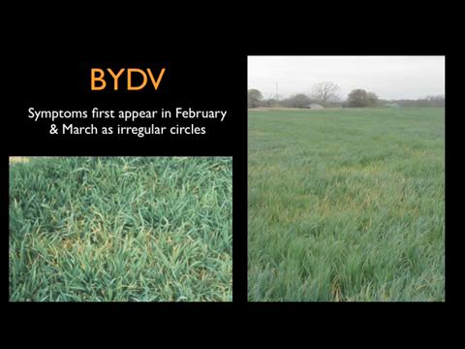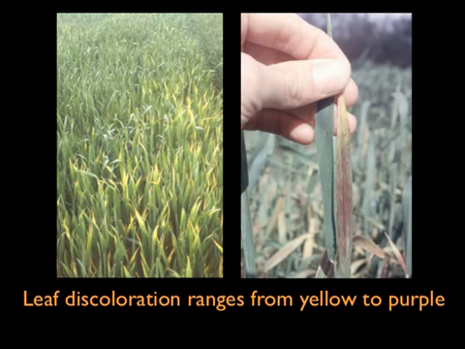Generally, the symptoms of Barley yellow dwarf virus are first seen in the field as irregular circles scattered across the field. Some of these may be quite large and some of them may be quite small. Usually within these circles you'll find leaf discolorations that can range from yellow to purple, and quite often it's the tips of the leaves that are more affected than the main body of the leaf itself.